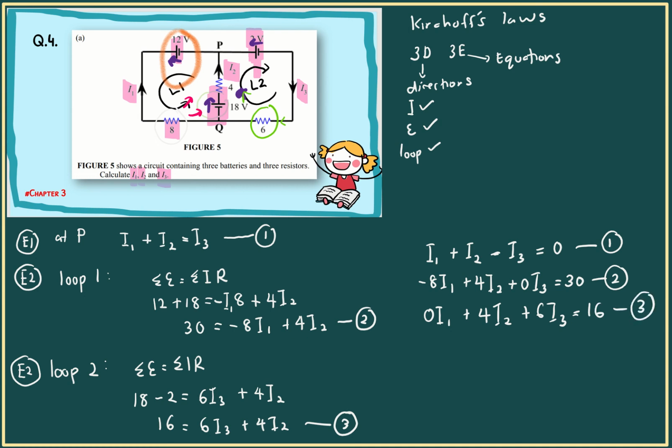Using a calculator, you can use the equation-solving function. Then finally, you'll get your values: I1 is supposed to be 2.27 ampere, I2 is 2.69 ampere, I3 is 0.69 ampere.